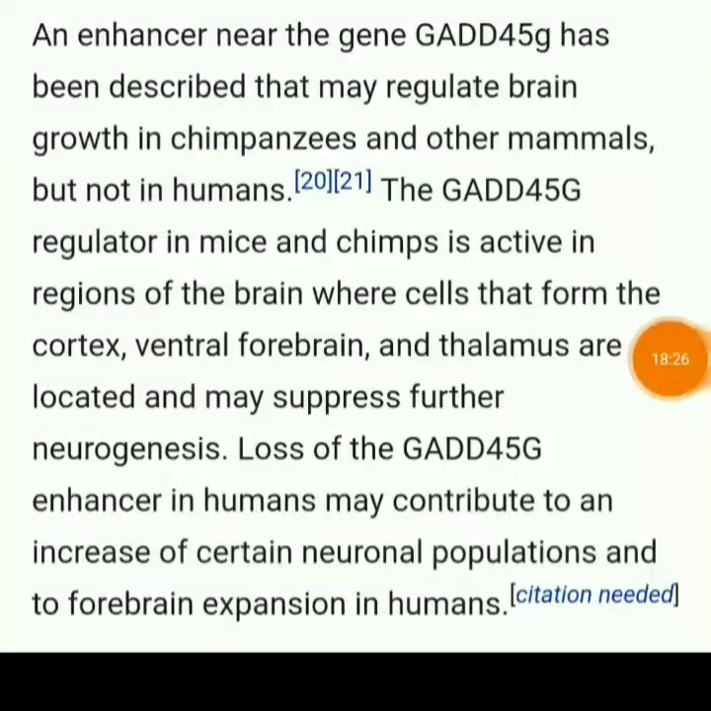One more example is an enhancer near the gene GADD45G that has been described, which may regulate brain growth in chimpanzees and other mammals, but not in humans. The GADD45G regulator in mice and chimps is active in regions of the brain where cells that form the cortex, ventral forebrain, and thalamus are located, and may suppress further neurogenesis. Loss of the GADD45G enhancer in humans may contribute to an increase of certain neuronal populations and to forebrain expansion in humans.